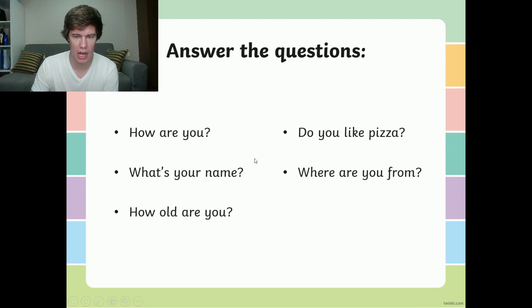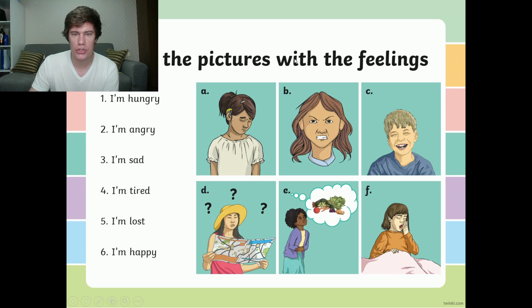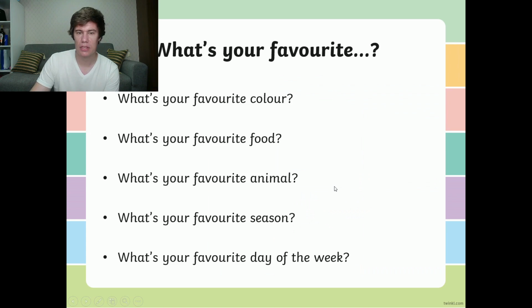Answer the questions. How are you? Do you like pizza? What's your name? Can you touch the door, the window, the pencil? And they have to say, yes, I can, no, I can't. Match the pictures with the feelings. I'm hungry. Which one is that? Maybe E. I'm angry. B. This is very useful for you to check the understanding and the knowledge of your students.